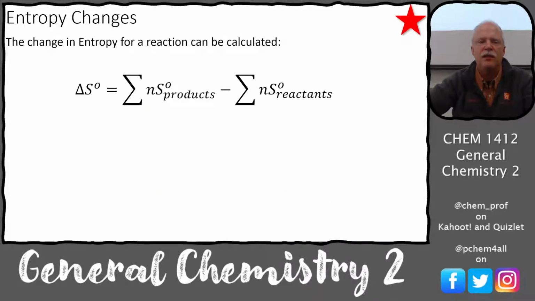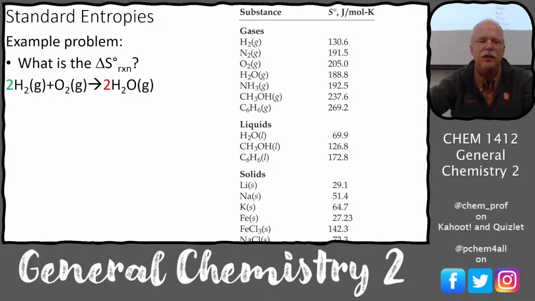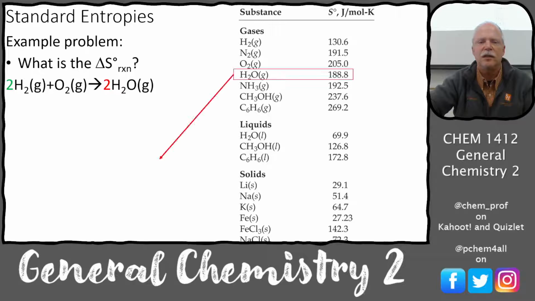And so here, let's do the calculation. So for a reaction, it's products minus reactants, taking into account the number of moles of each of the species. Okay, so let's practice on this. So here's the reaction. 2 moles of hydrogen plus oxygen makes 2 moles of water. And so we go to the table and we find the reactants and products. So we start with the products.